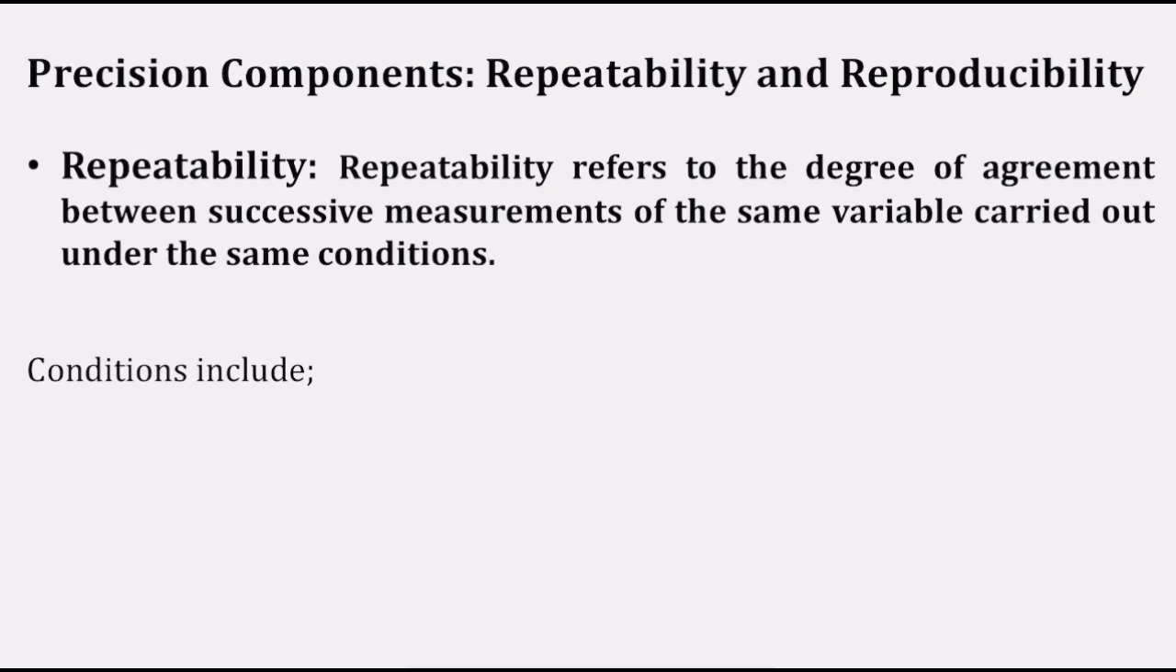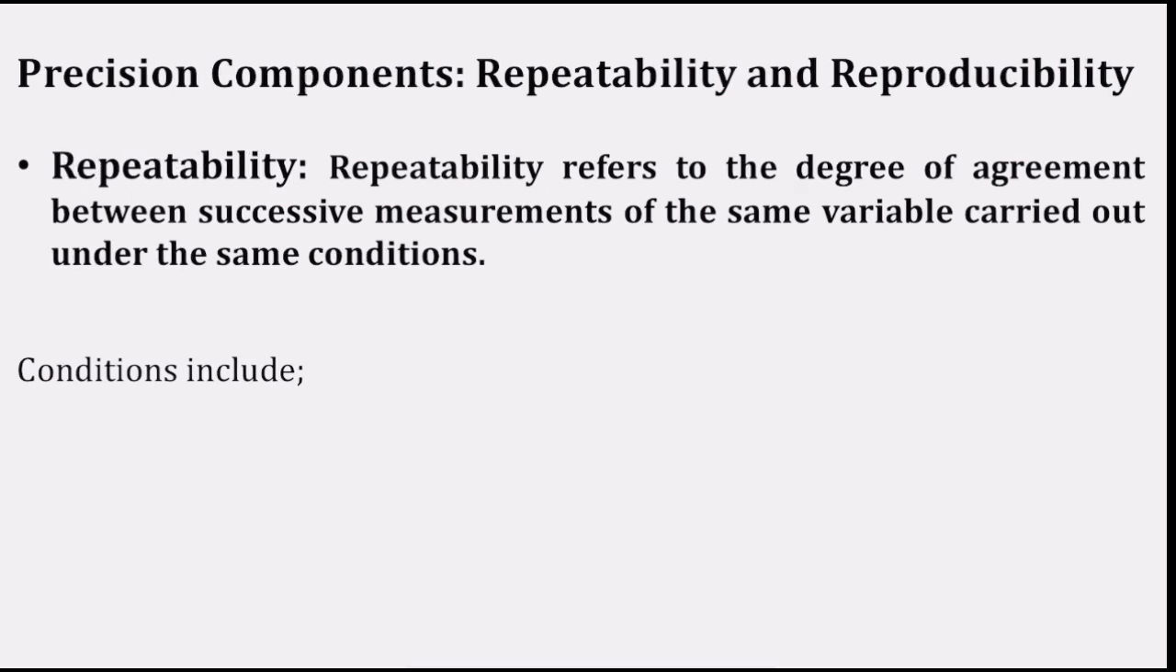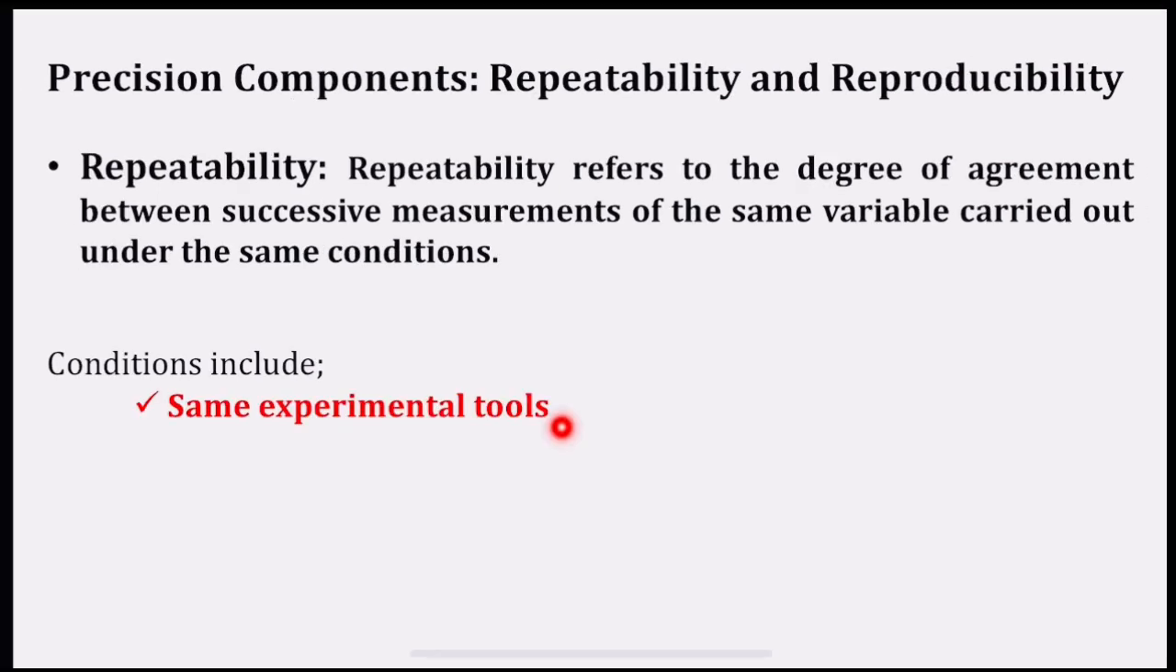For repeatability, there are few mandatory conditions such as use of the same experimental tools. Using the same experimental tools ensures that measurements and results are not influenced by variations in equipment. Different tools, even of the same type, can have slight differences due to calibration, wear and tear, or manufacturing inconsistencies.